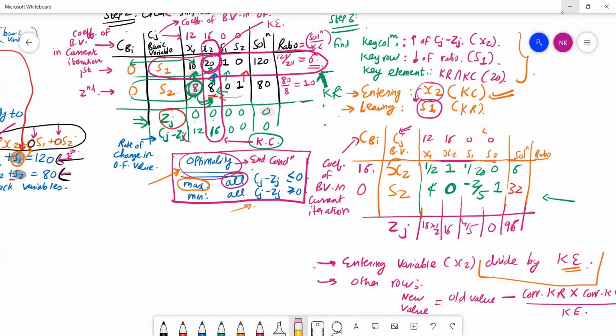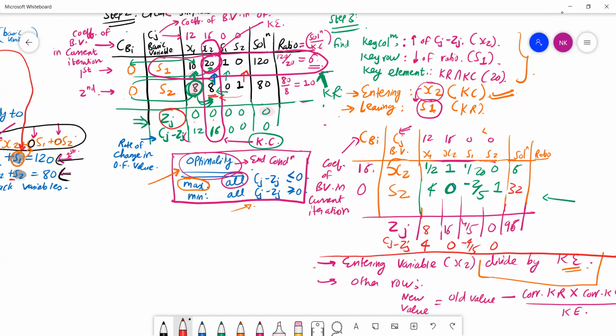Now, continuing with this, 16 multiplied by 1 by 2 was nothing but 8. So I will be writing over here 8 directly. Now Cj minus Zj. 12 minus 8, it was 4. 16 minus 16, 0. 0 minus 4 by 5, minus 4 by 5. 0 minus 0, 0.